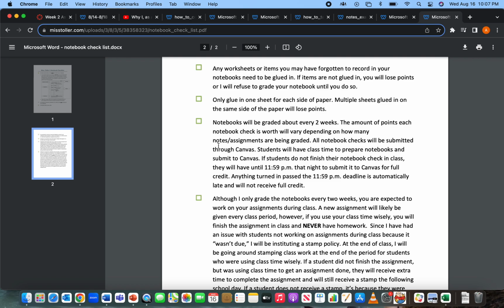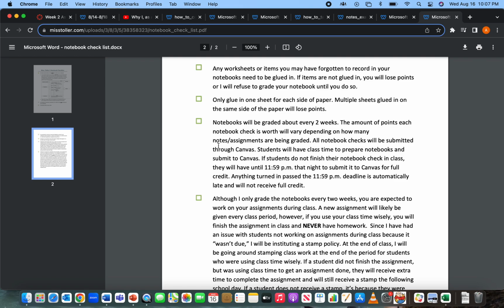So let's just say you go to the football game at school on a Friday night and you're having fun with your friends and you go to In-N-Out after, and then you get home and go to bed and you wake up in the morning and you're like, oh my God, I did not turn in Miss Toller's notebook check. Get it turned in that Saturday. It will be late. I take 10 points off the bat, but get it in as soon as possible. You can definitely still earn points. The longer you wait, though, the more points I do take off.